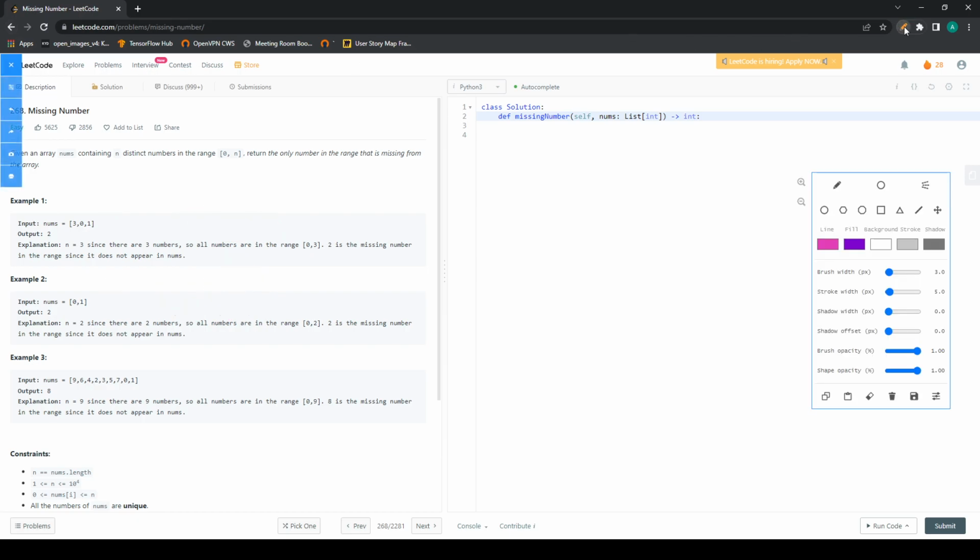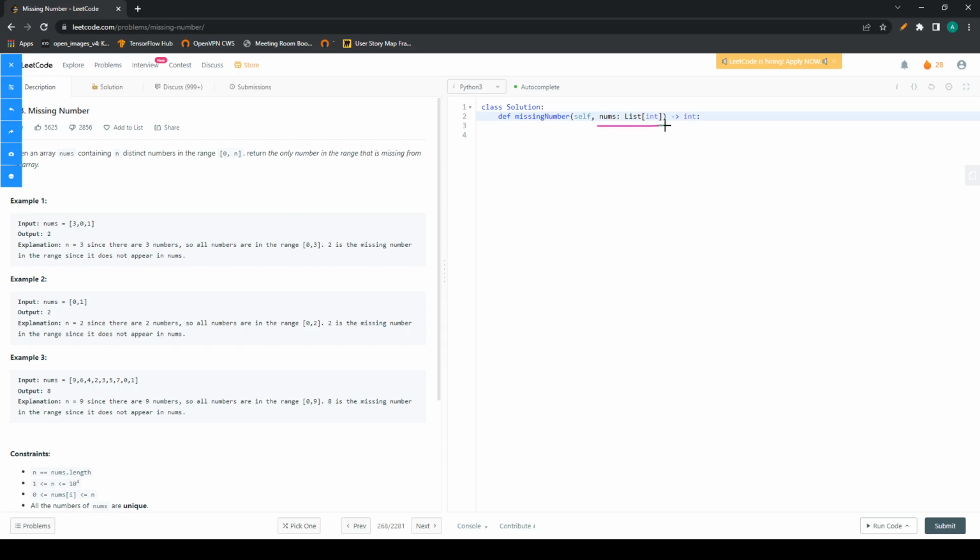In this problem, we are only given the array itself. We don't know what the n value is, but is there a way that we can know what n is initially? The answer is yes, because we know that a range from 0 to n has n plus 1 values, or n plus 1 numbers, right? For example, if you have 0, 1, 2, and 3, the length of that is 4. So L is 4. If there were no missing value, we expect to see a list with the length of n plus 1.